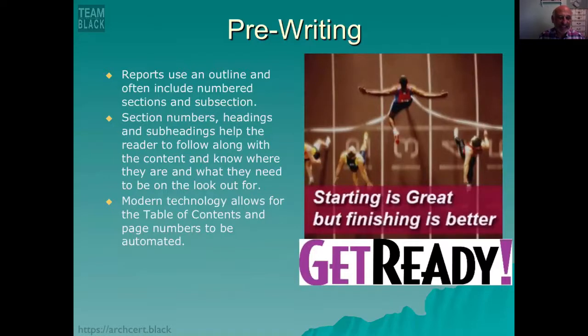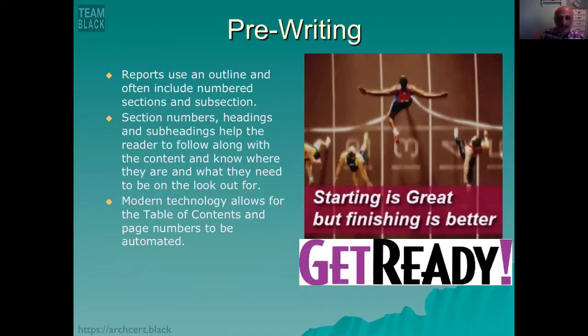Another thing that you do in this pre-writing stage is develop an outline. Often we have a particular format, which is either numbered sections and subsections. The section numbers and headings and subheadings are critically important because they help the reader follow along and know where the content is, where they're going to find the information they need, and what to be on the lookout for.